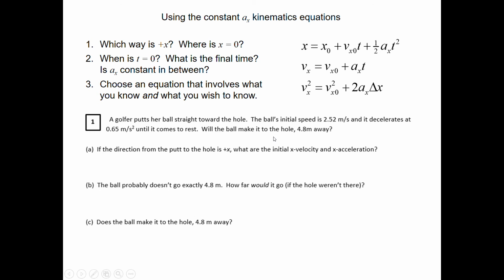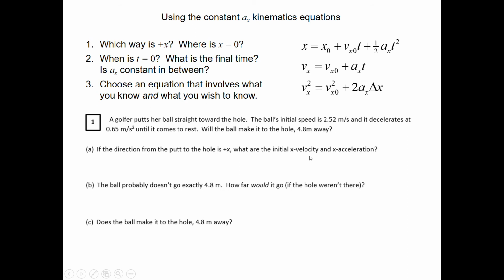from the hit point? Okay, so this problem, I won't always ask you to line things up so much, but since this is our first problem practicing with the kinematics equations, we want to be very explicit and lay things out in a systematic manner. If the direction from the putt to the hole is plus x, notice I've done some of the defining for you. Normally, you're going to have to define that for yourself. So we're going to call the direction the ball is moving plus x. That seems to make sense.